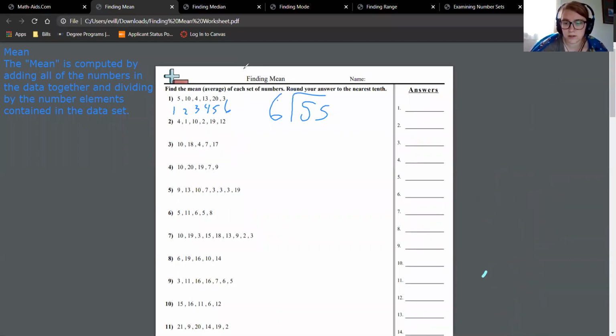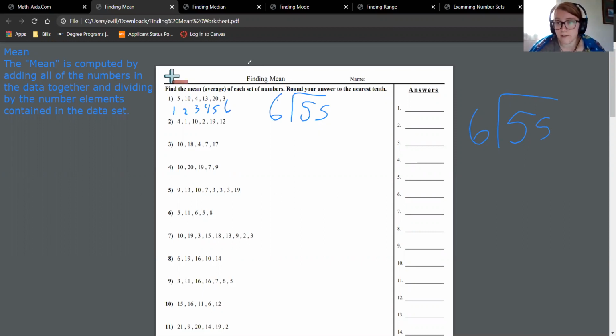So 55 divided by 6. And I want to point out that the directions specifically say to find the mean or the average of each set of numbers and round your answer to the nearest tenth. So unlike the first worksheet, not all of these answers are going to come out completely even. We may have some remainders or decimals. So let's get to it.